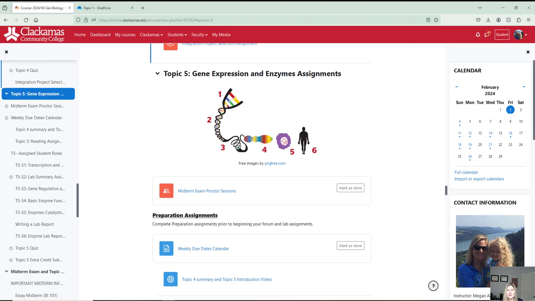And then we're also going to learn about how mutations in the DNA strand can alter the proteins, and we'll look at enzymes. So we'll see how enzymes play a key role in the body. So we'll see what kind of affects them.